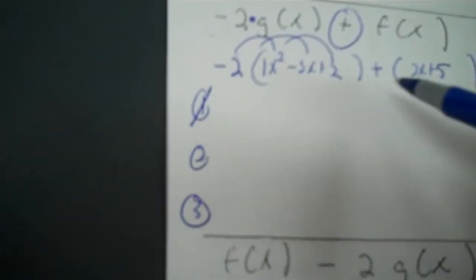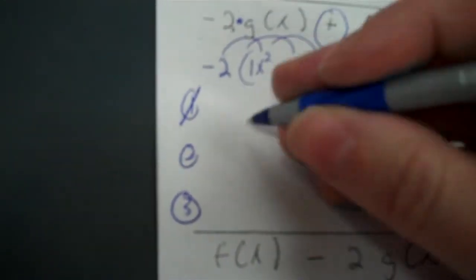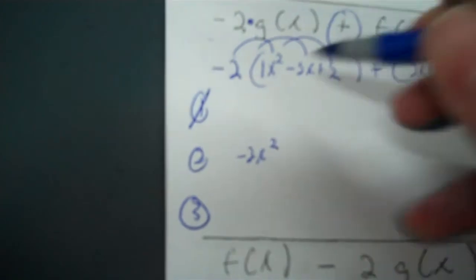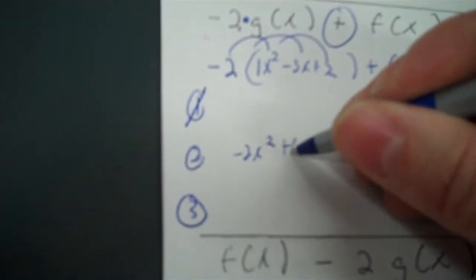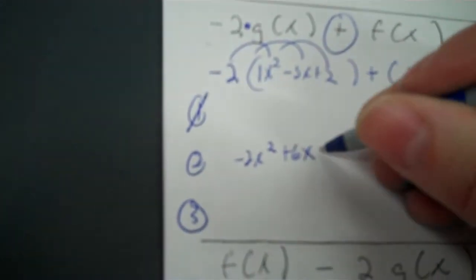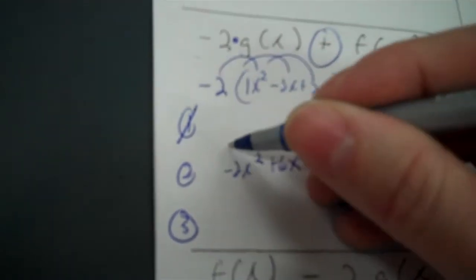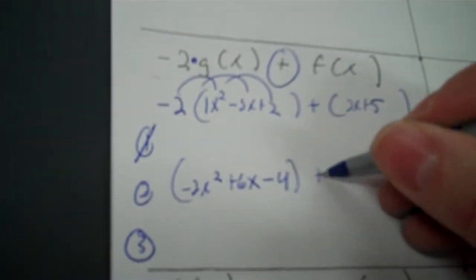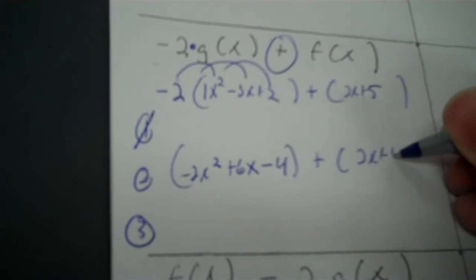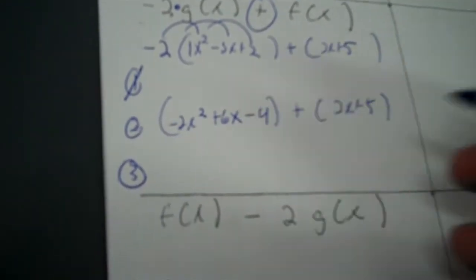Okay, now I do need to distribute the negative 2 to everything in here. Okay, but when you distribute, you want to keep negative 2 times 1x squared is negative 2x squared. Negative 2 times negative 3 is positive 6x. Negative 2 times 2 is negative 4. Now we want to put that in a parentheses still because we still have to add the function 2x plus 5, which I just combined like terms.